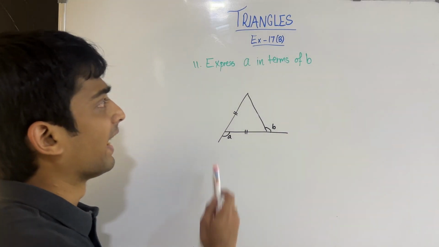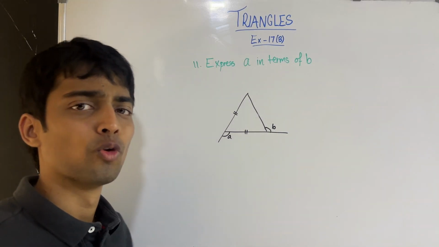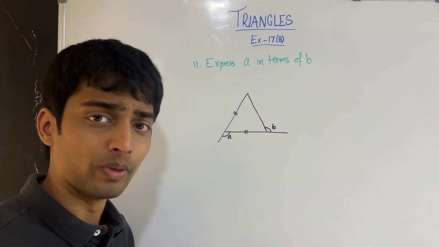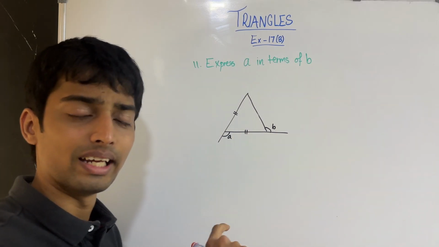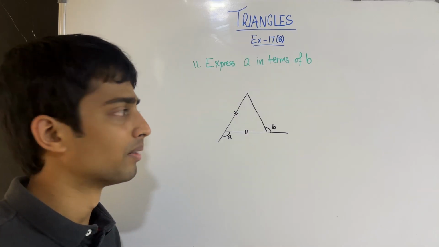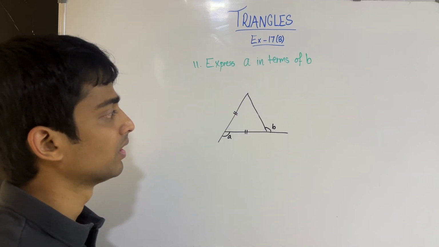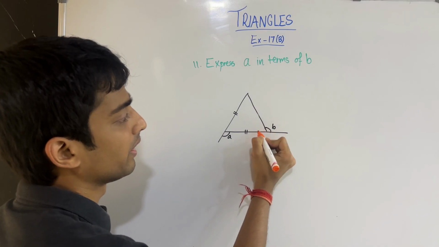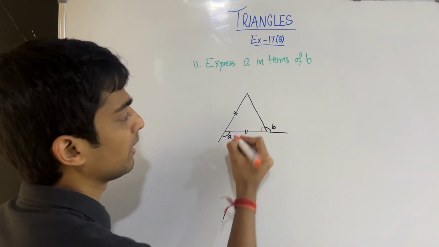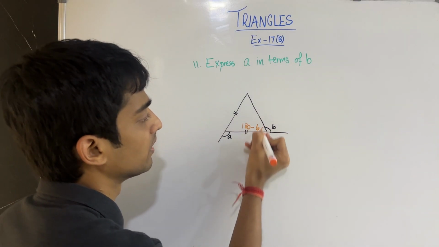11th question, express A in terms of B. What does this mean? This means we have to find the relationship between A and B. So we have to make an equation which has A and B. How do we do that? Okay, let's start here. The whole is 180 degrees, this much is B. This much would be 180 minus B.